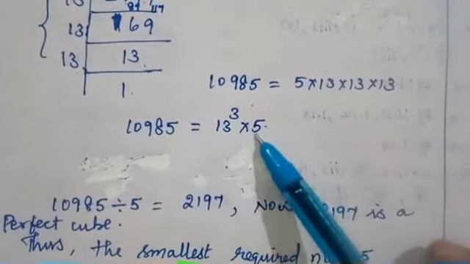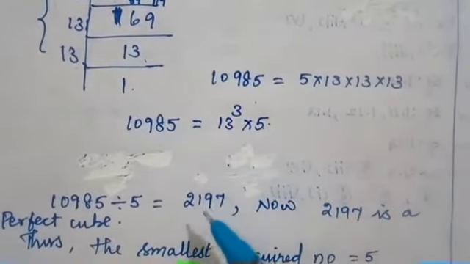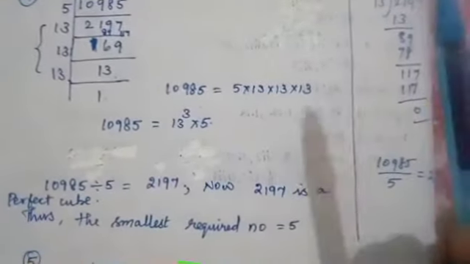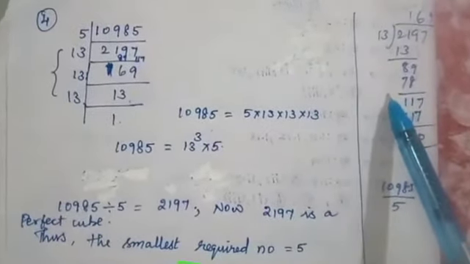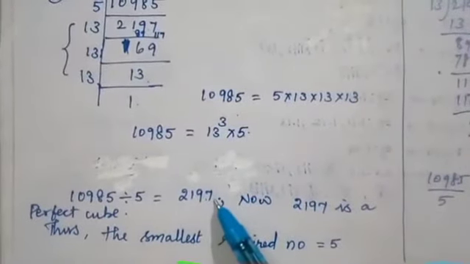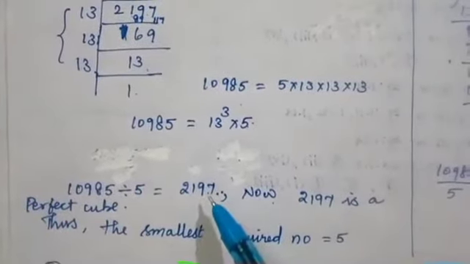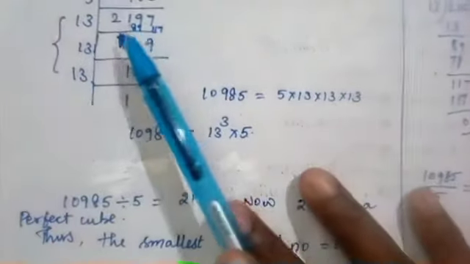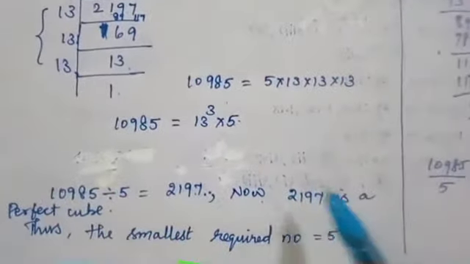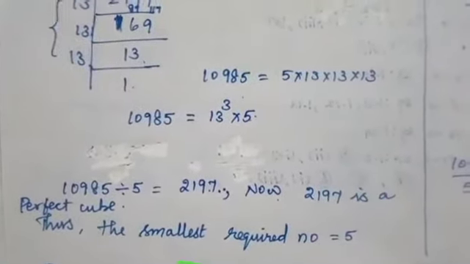This 10,985 is not a cubic number. Divided by this number we get 2197. Suppose you want to do that, you have to follow the normal division method, that is 2197. Now this 2197 is a perfect cube. Here in one step you reduced it and it becomes a cubic number. So the smallest required number is 5.